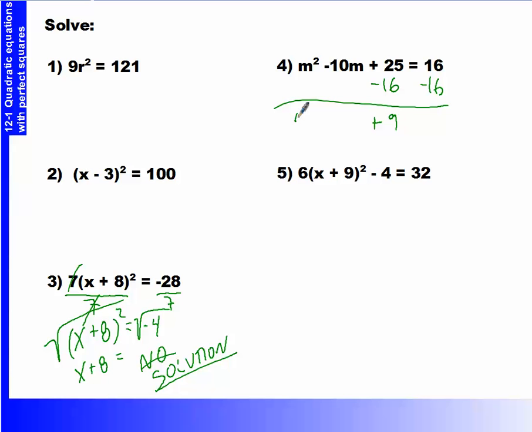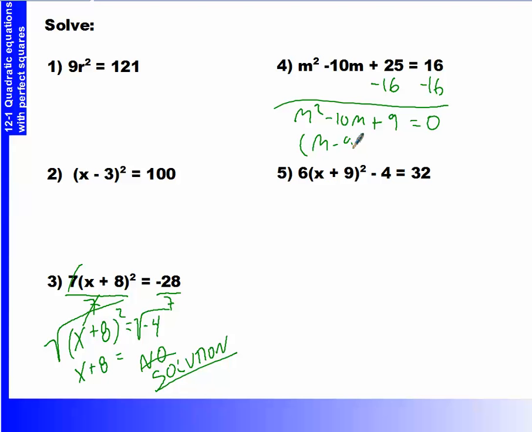So we have m squared minus 10m plus 9 is equal to 0. We need to factor it, so go ahead and factor it, and you get m equals 9 and 1. m does equal 9 and 1. But in factored form, what is this?